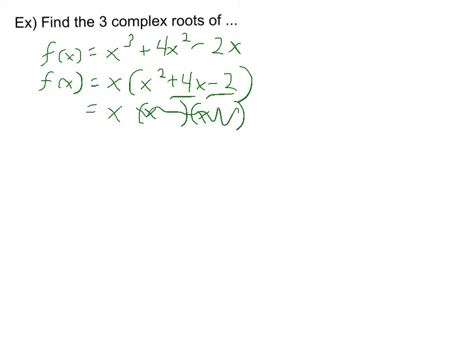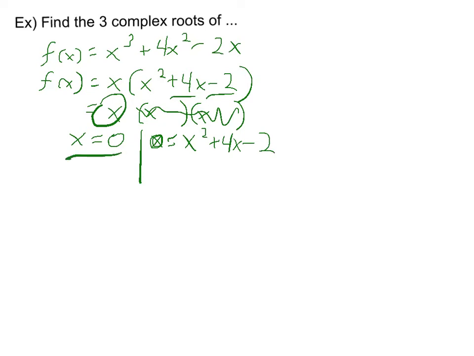Doesn't factor nicely. What do? We're going to use the quadratic formula. Now this factor right here, we can take that one out and set that equal to 0. But when we set the other one equal to 0, it doesn't factor nicely. So we have to use the quadratic formula there. Okay, we do have a root right there, x equals 0.